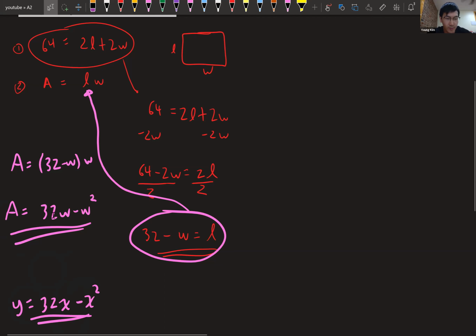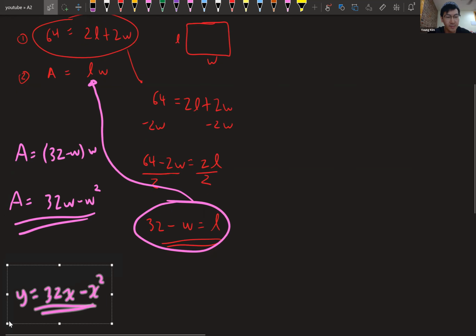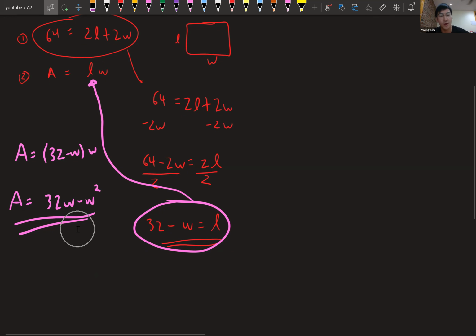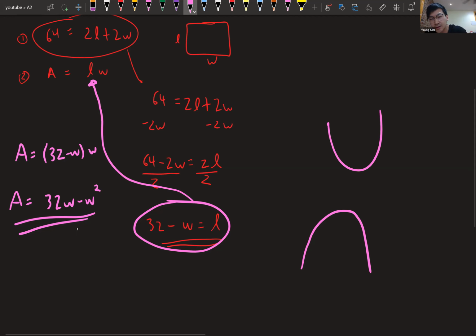Okay, so the way I'm thinking about this, it's an area function that depends on the input W. This is good because knowing that this is a quadratic, we know that when you graph a quadratic, you can find the vertex. And the vertex is special because either the maximum or the minimum can happen here. This is going to be a maximum.